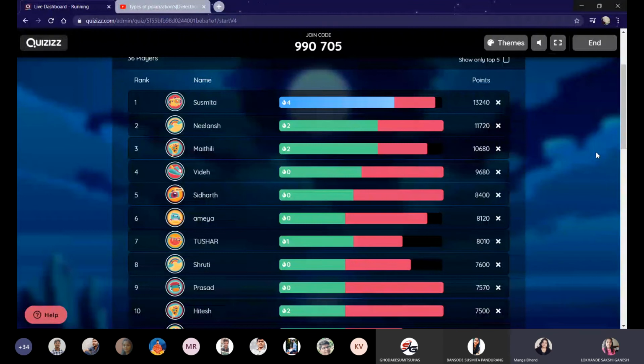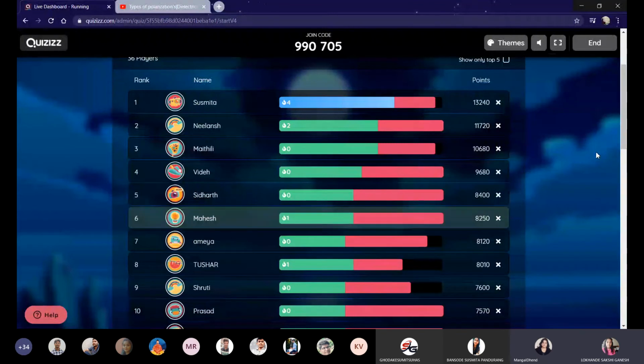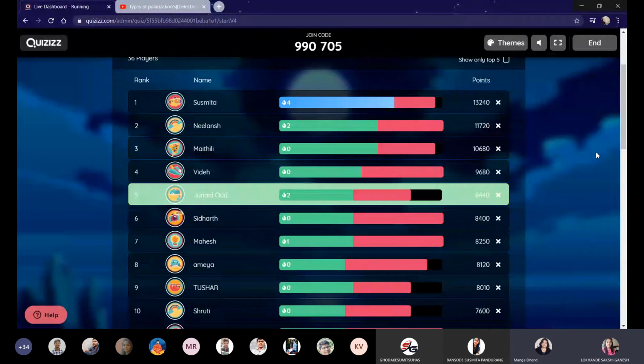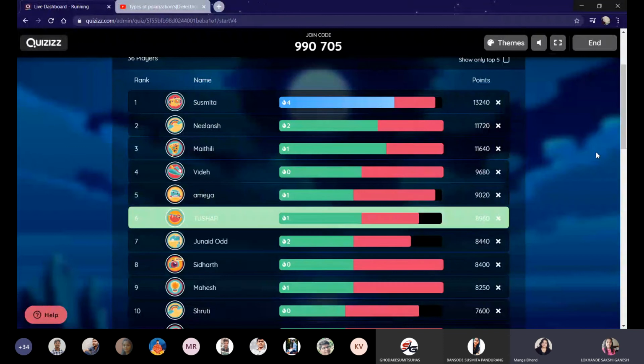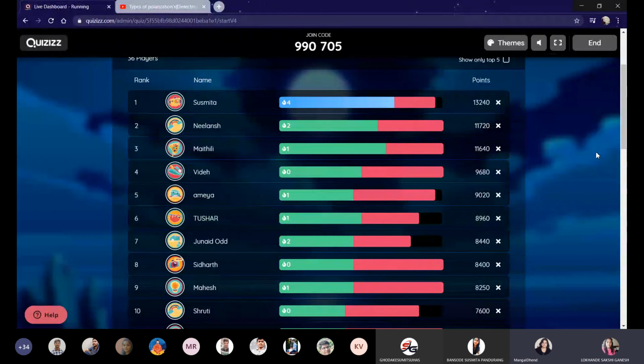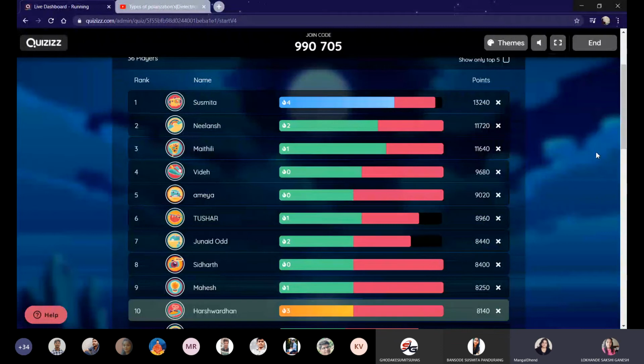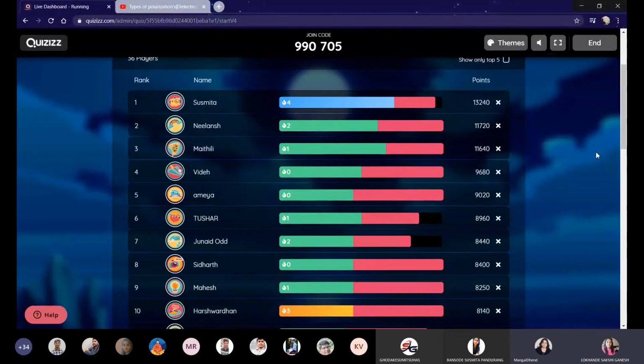Siddharth, good. Amay also jumped from 10th to 6th. Oh, Amay jumping. Mahesh, good. Junaid, good, 5th. Good, Junaid. Vidya fell down, why? Huh? Sushmita, good. Why? Your rank is first. Nilash, second. Maithili, third. Jump in, students, just try. Sushmita is leading too much, 1,340. Good.